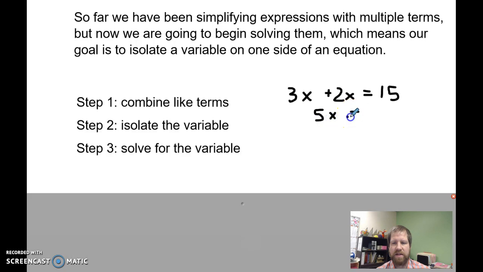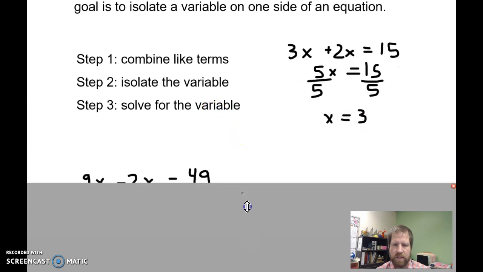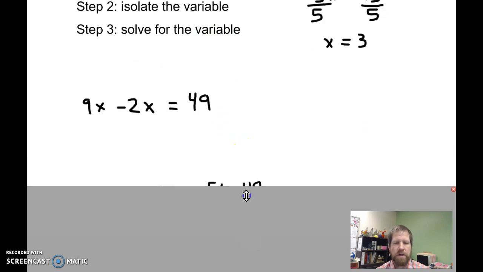So I've got 5x is equal to 15. It's 3x plus 2x is 5x. Okay. And now I want to isolate the variable. In this case, I have already isolated it, right? My variable is all alone on one side. So now I'm going to solve for my variable, divide by 5, divide by 5, and I've got x is equal to 15 divided by 5, or 3. Okay, not too bad. All right, let's do a couple more.